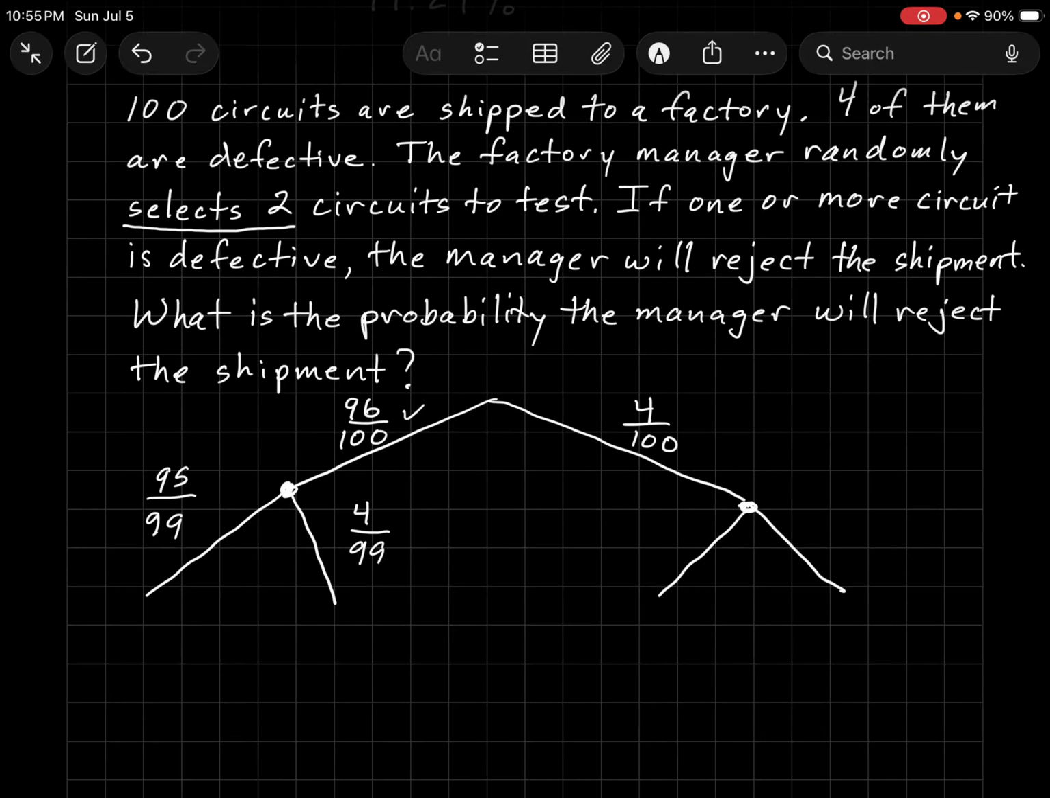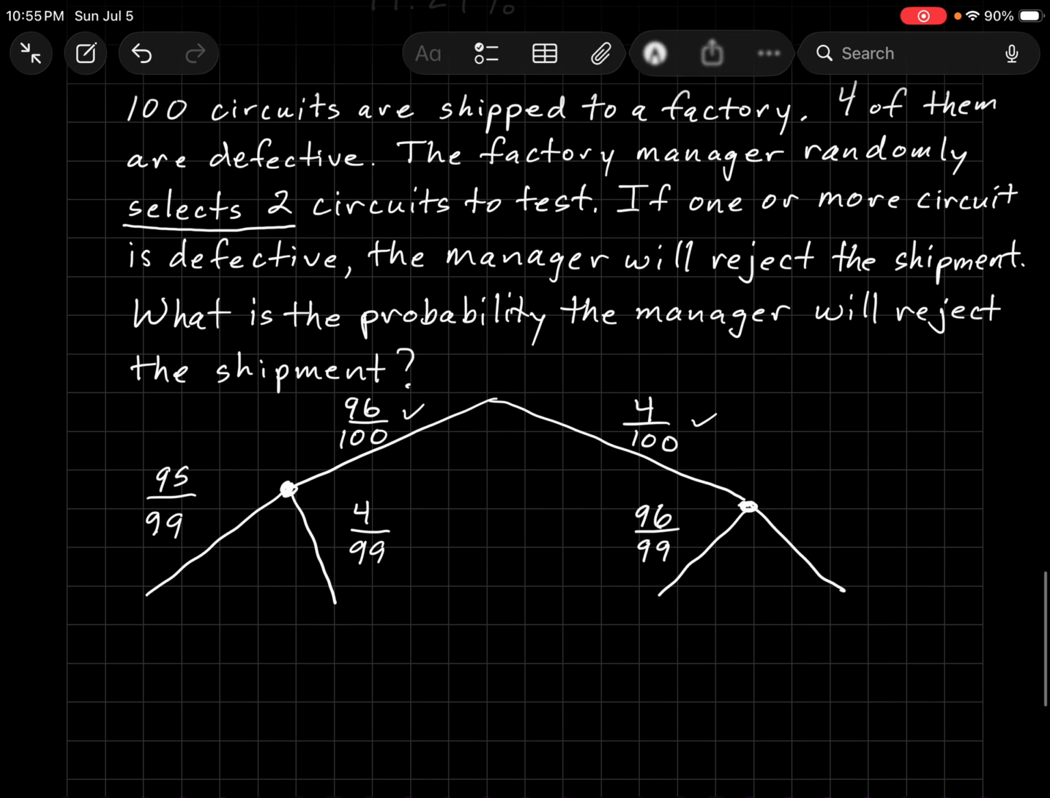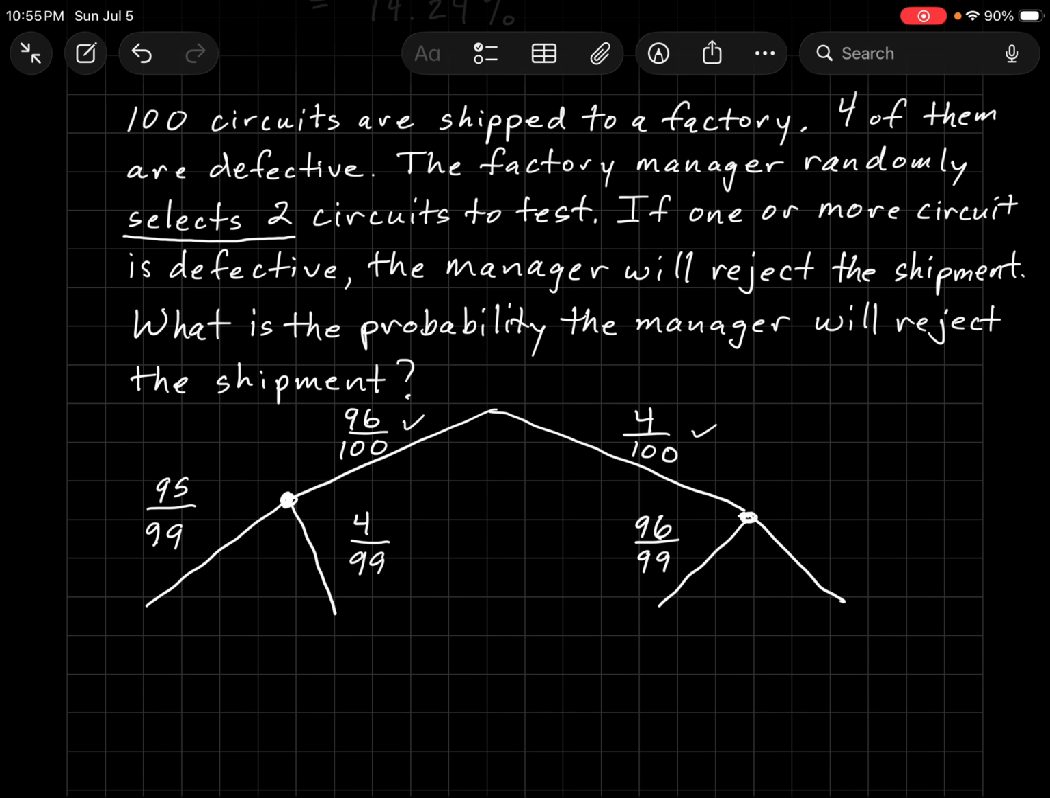Now, what if I had chosen a bad circuit first, going down the right side? What is the probability of randomly choosing a good circuit the second time? It's how many I want, 96 good, out of how many total, 99. If we chose a bad circuit first, what is the probability of randomly choosing a bad circuit the second time? Well, it's how many bad left over out of how many circuits total left over.